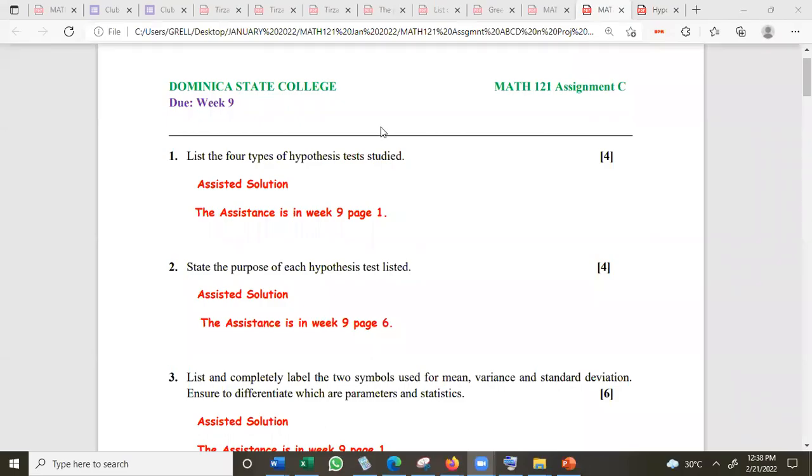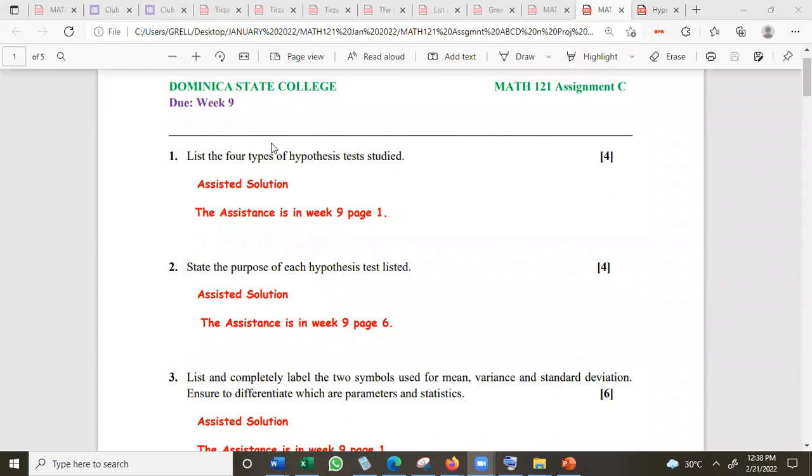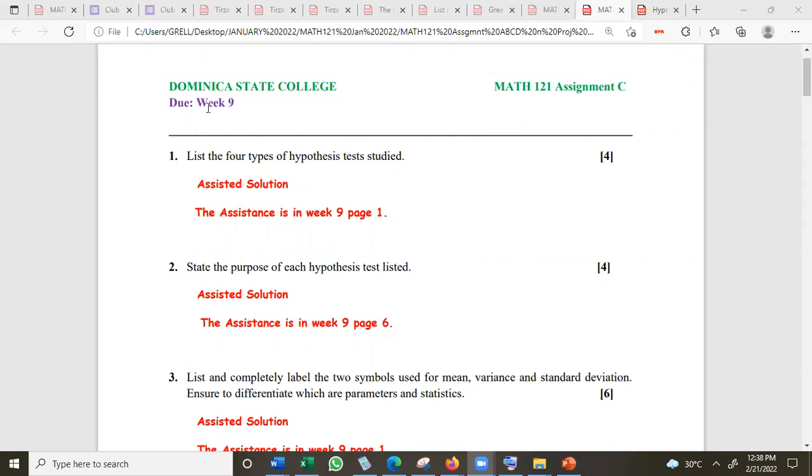Yes, so we're going to discuss hypothesis testing via this assignment C. Okay, let's take a look at assignment C, which is due in week 9. The first question says list the 4 types of hypothesis test studied. All right, assisted solution, the assistant is in week 9, page 1.